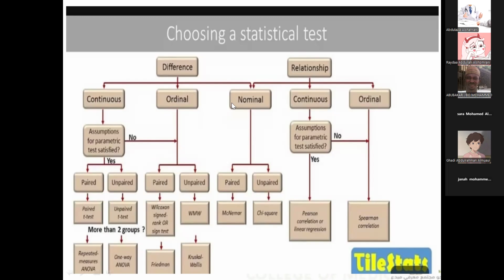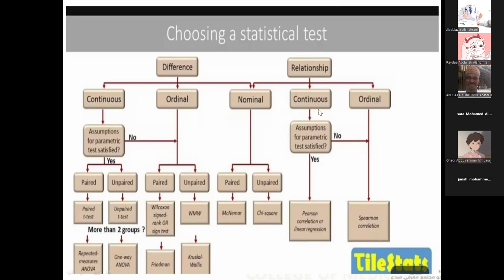Don't forget, we also have the nominal type of data. So even the nominal type of data, it could be paired or unpaired. Paired like before and after, unpaired like when you have cases and control. That's unpaired. Now, if you have a nominal data and it is paired, the best statistical test to use is McNemar chi-square test. However, if it is unpaired, then you can use our conventional chi-square test for homogeneity. This has been the case.